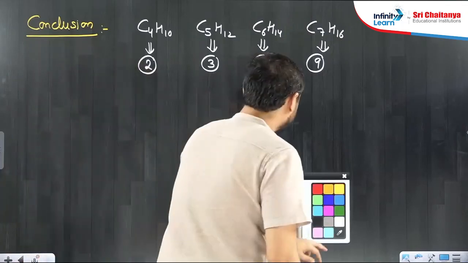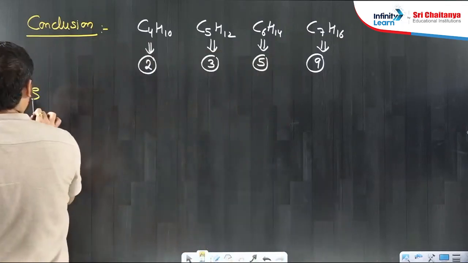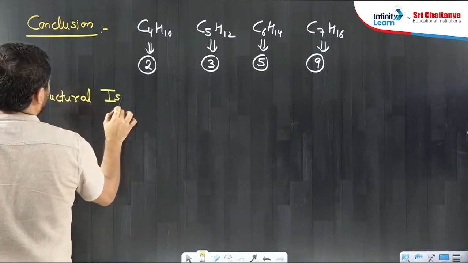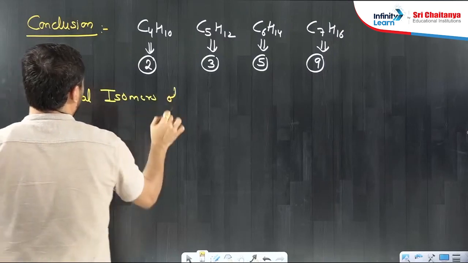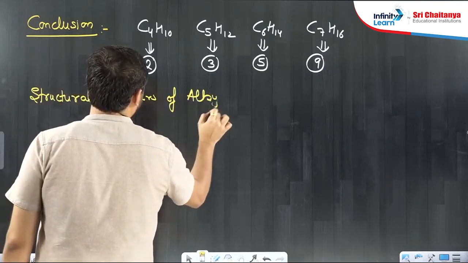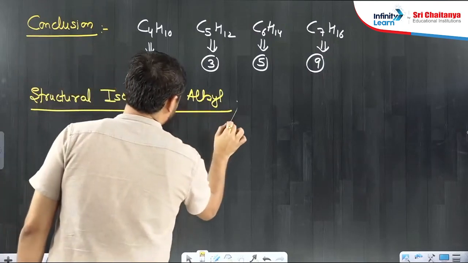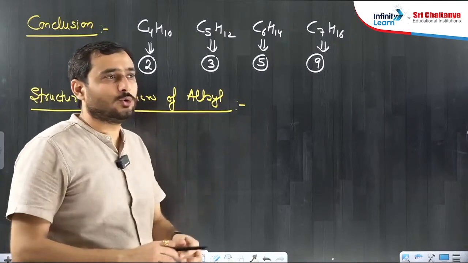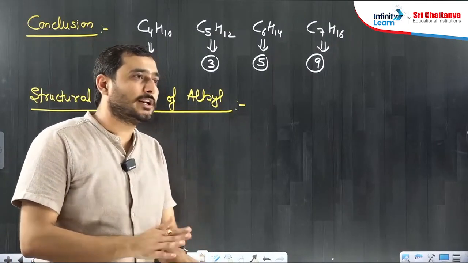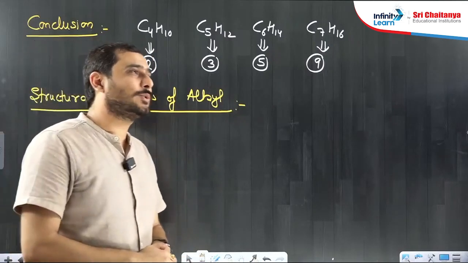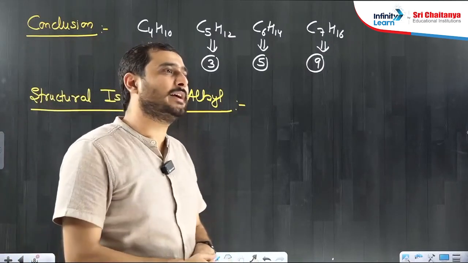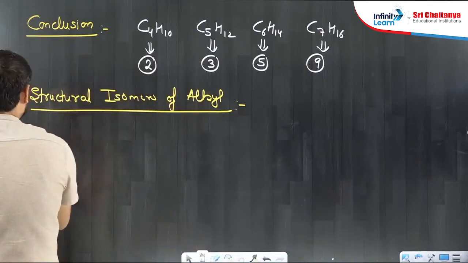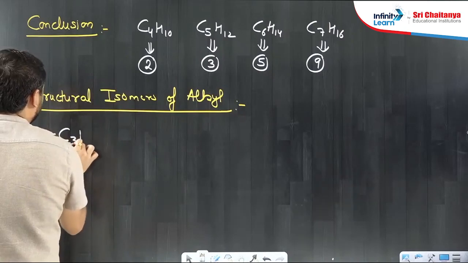Very important. Next we have to find out structural isomers of alkyl group. How is alkyl group formed? Now alkyl means if we remove one hydrogen atom, not alkyne, alkyl group. One hydrogen atom if we remove from alkane, what we get? Alkyl we get. So first we will take isomers of C3H7.